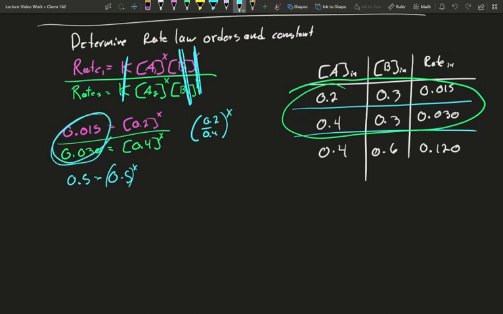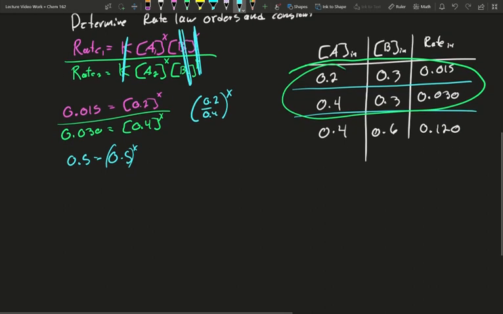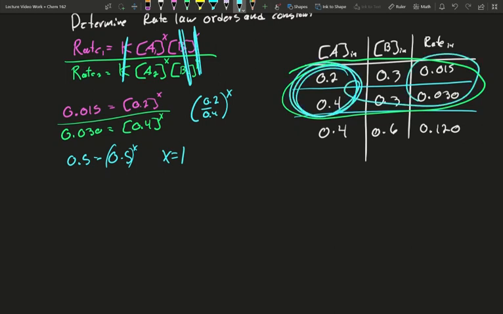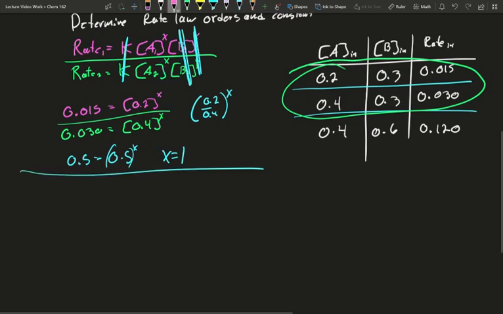Well, my ratio of my rates was 0.5, and the ratio of my concentrations was 0.5, and so x must be 1. If it was anything else, these wouldn't be equal to each other. So the only way this is true is if x equals 1. Basically, I doubled the concentration of A, and I got double the rate out. Twice as much of it around to bump into stuff, twice as many reactions per second happened. And so we've solved one. We solved the x.